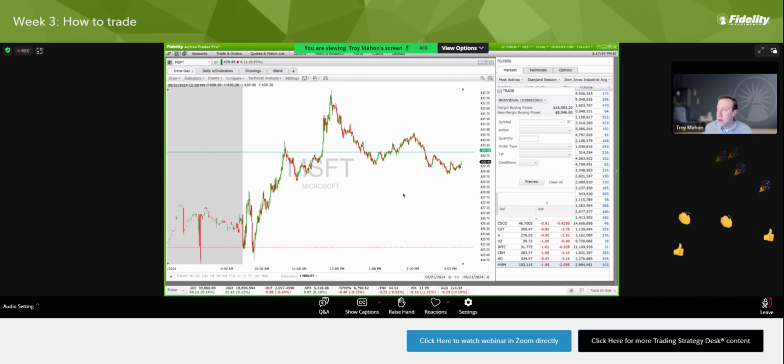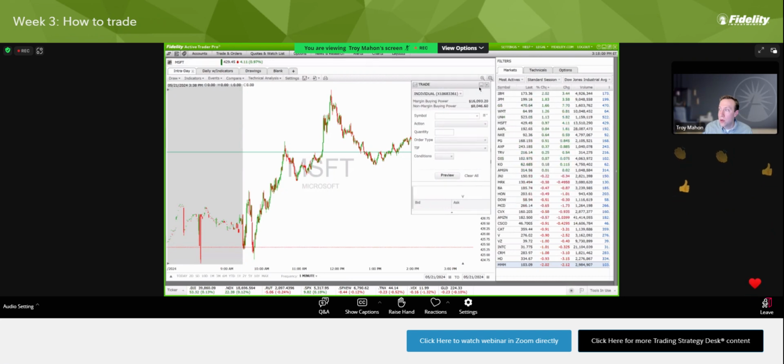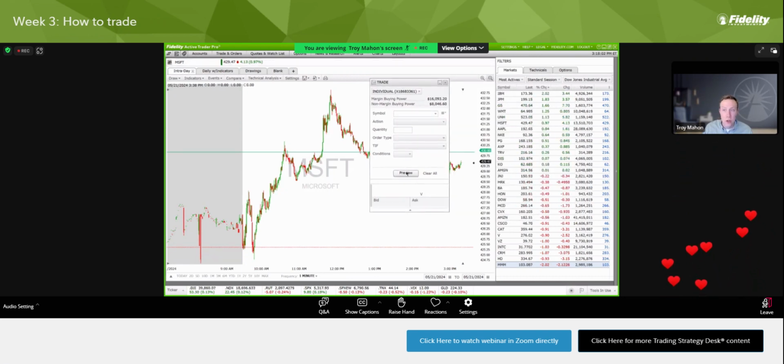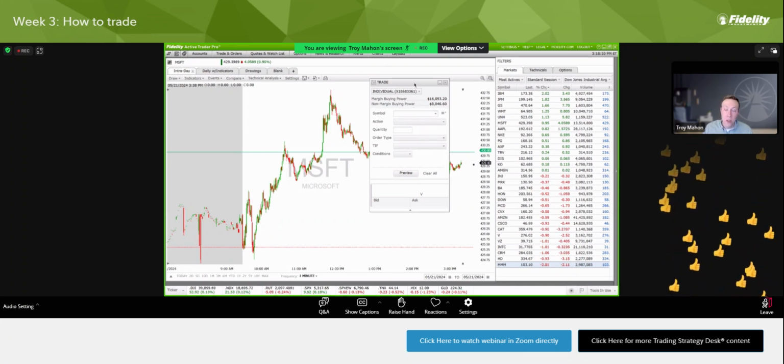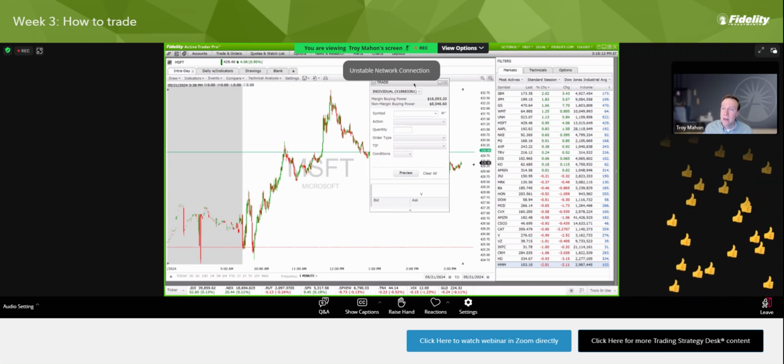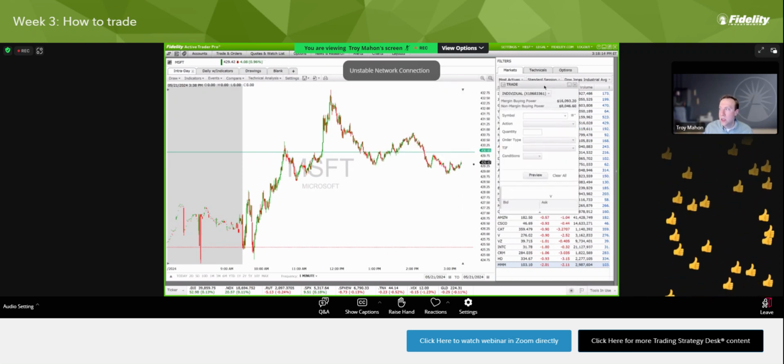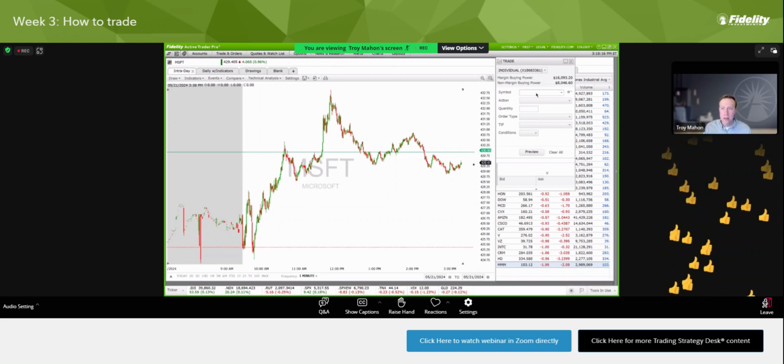Fidelity has a preview button. So after you enter your order, you can preview and make sure you're on the right side of the market. What does that mean? That means if you want to buy, make sure you didn't accidentally click sell. If you want to sell, make sure you didn't accidentally click buy. And perhaps we want to talk a little bit more about available balances, Jake.